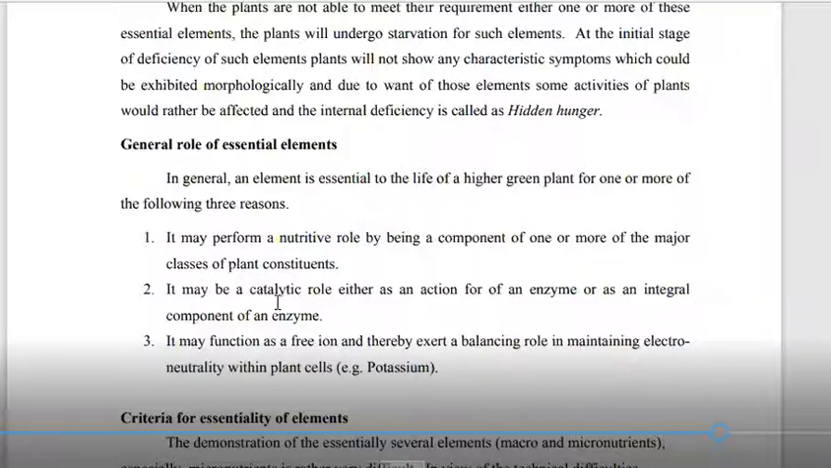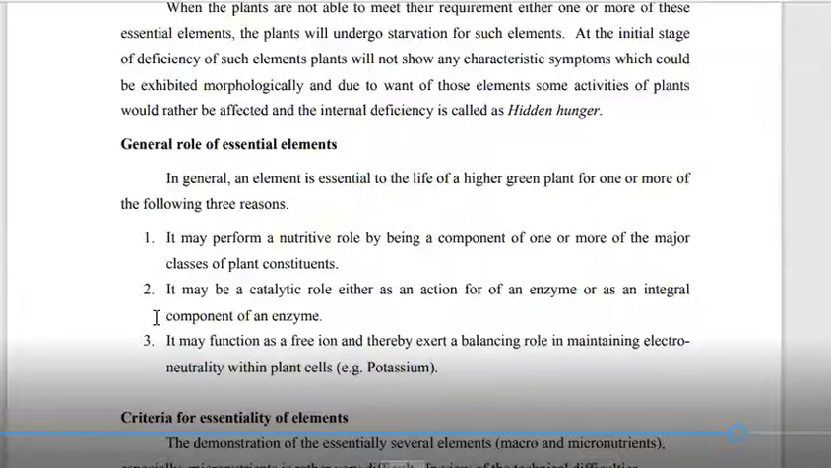Second, it may play a catalytic role, either as an activator of an enzyme or as an integral component of an enzyme. Some of the elements act as catalysts, for example zinc, copper, iron. These are some elements which play a catalytic role. That's why it is very important to play a catalytic role in any reaction, and it is an integral component of some of the enzymes.